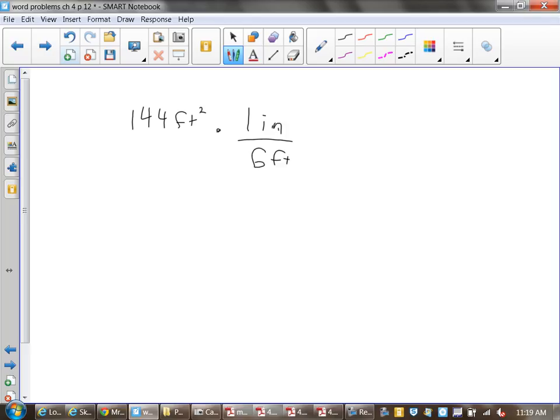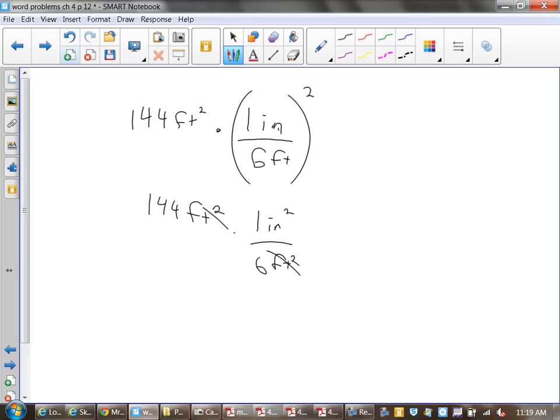Do our dimensions match up here to be able to simplify the dimensions out? No. What you have to do is square it, because then you get 144 square feet times 1 square inch over 6 square feet. Now your dimensions drop out. It just winds up being 144 divided by 6. I believe you get 24.